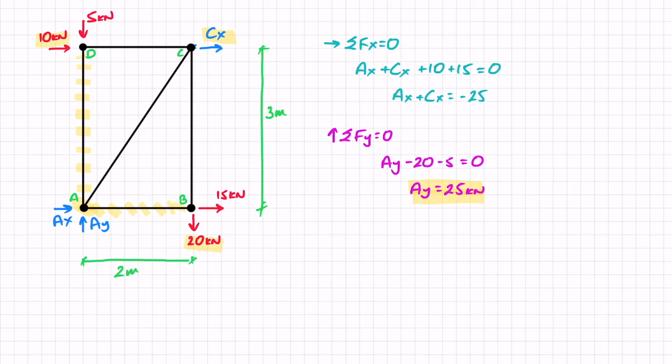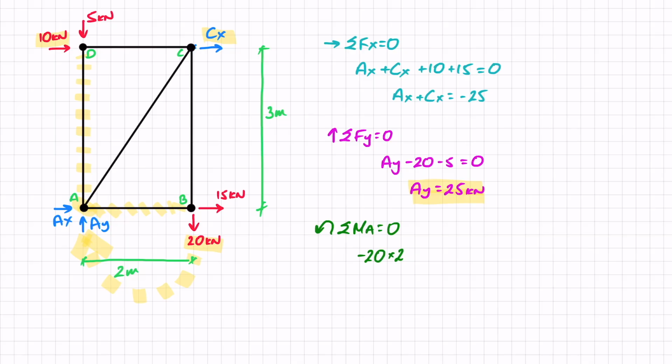So sum of moments around A equals 0, with this being my positive direction. Let's start off at B. At B, I've got that 20. It is giving me a moment that looks like that, which is a negative moment. So that is minus 20 times the perpendicular distance from its line of action to A, which is 2 meters.